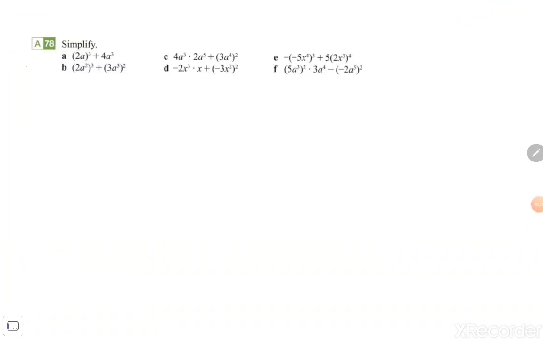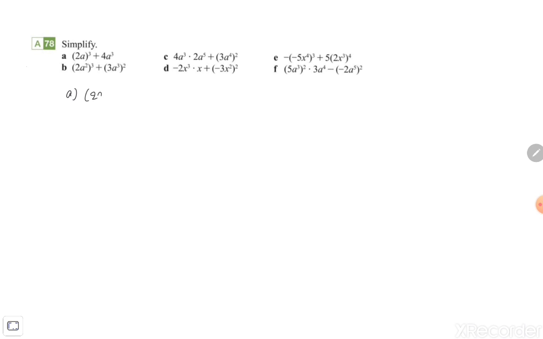Hi everybody, here is an explanation about exercise 78, where you need to simplify and where you need the theory about the power of a product and the power of a power. Let me just start with the first one, exercise 78a.